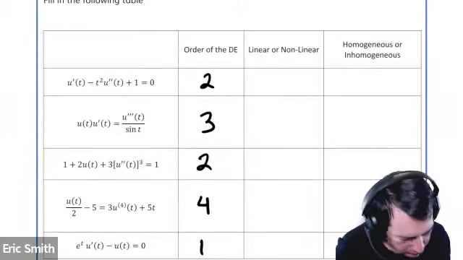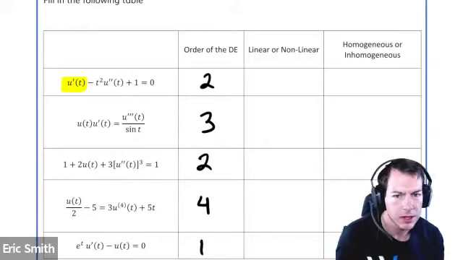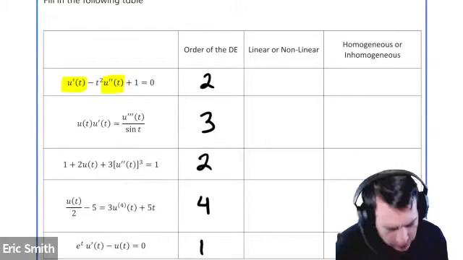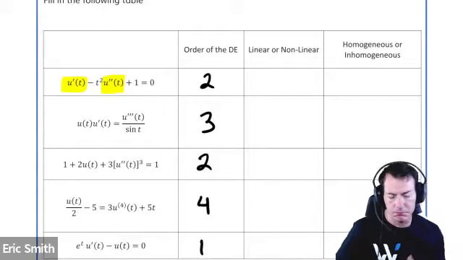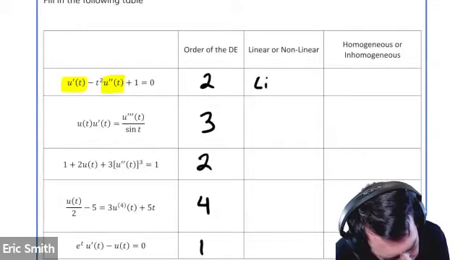All right, let's start off with the first one. So yep, there's our unknown first derivative. I don't see any powers on it, so that's good. Here's an unknown second derivative. Again, no powers or anything on it. So we will call this one linear.